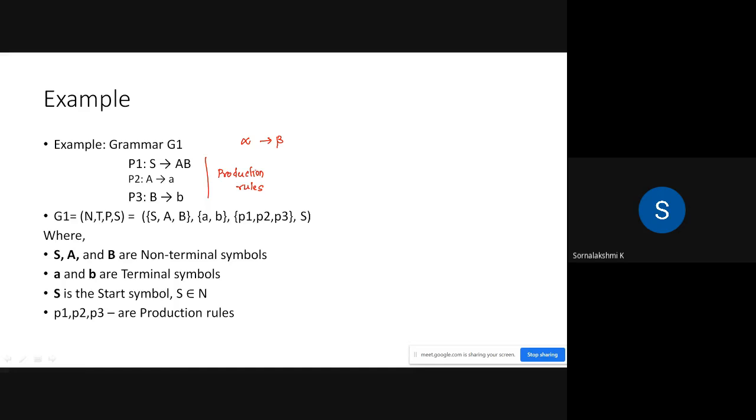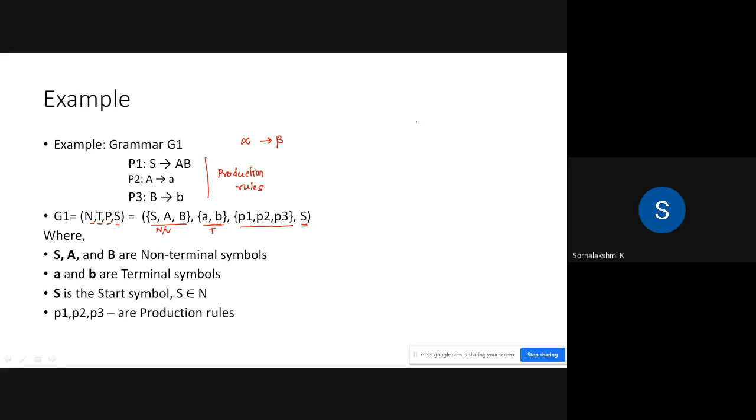I'm trying to define the formal definition for this grammar G1: non-terminals, terminals, production rules, and S. The production rules we have seen are a set of P1, P2, P3. S is a starting symbol, so I should start with this production rule. I should start with S and use this production rule first always. This is a set of non-terminals or variables. Non-terminals are variables, in capital letters, and these are my terminal symbols.